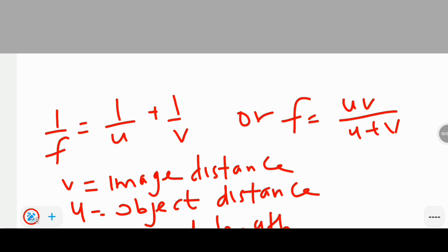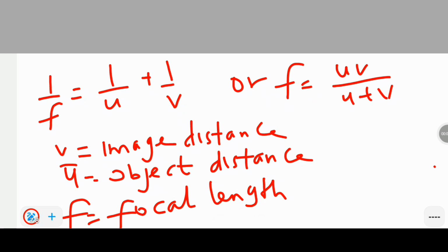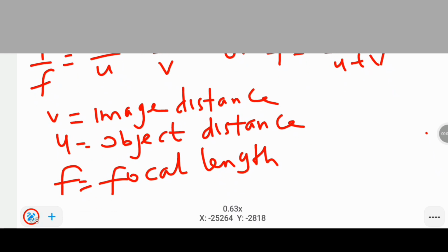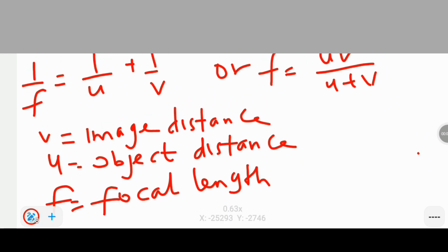Then let's take note of the parameters. The first parameter to take note of is V. V is called the image distance. That is the distance of the image. The next one is the object distance, which is U. U is the object distance. How far is the object from the mirror? While the next one is the focal length. The focal length is the distance from the pole to the principal focus.